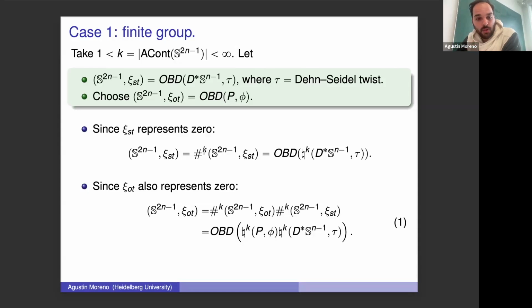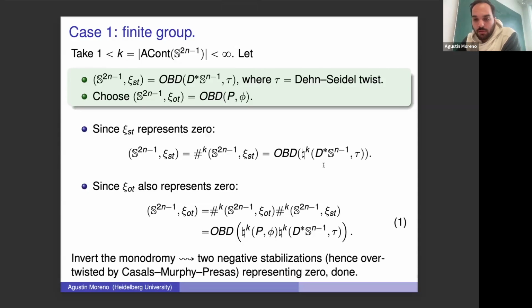Okay, so I found 2 open books for the standard contact structure and its over-twisted version. But now if I invert the monodromy, looking at these expressions here, I pick up a negative stabilization in each of them. Okay, k is at least 1. But negative stabilizations are precisely over-twisted contact structures by a result of Casals, Murphy, and Presas. So they're over-twisted, and they also represent 0, so they represent the same element in the group. I'm done. So I found 2 open books for these 2 contact structures such that when I invert the monodromies, I get 2 over-twisted contact structures, and they have the same formal class. So they're isomorphic because they're over-twisted. That's how this works in case 1.